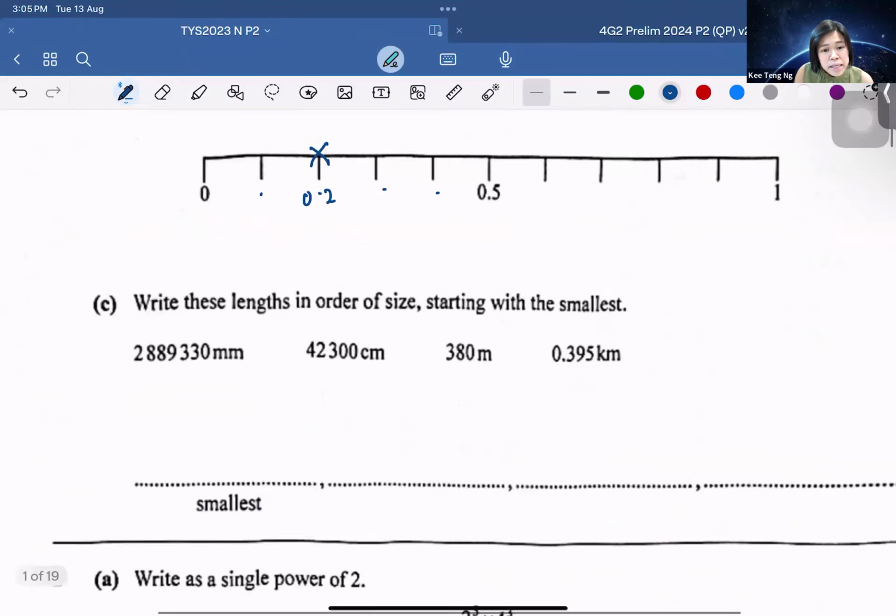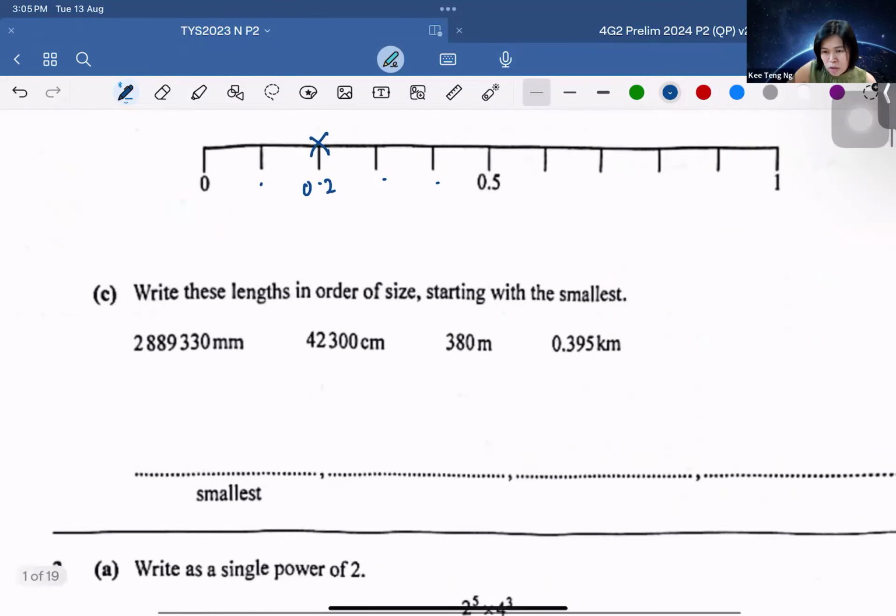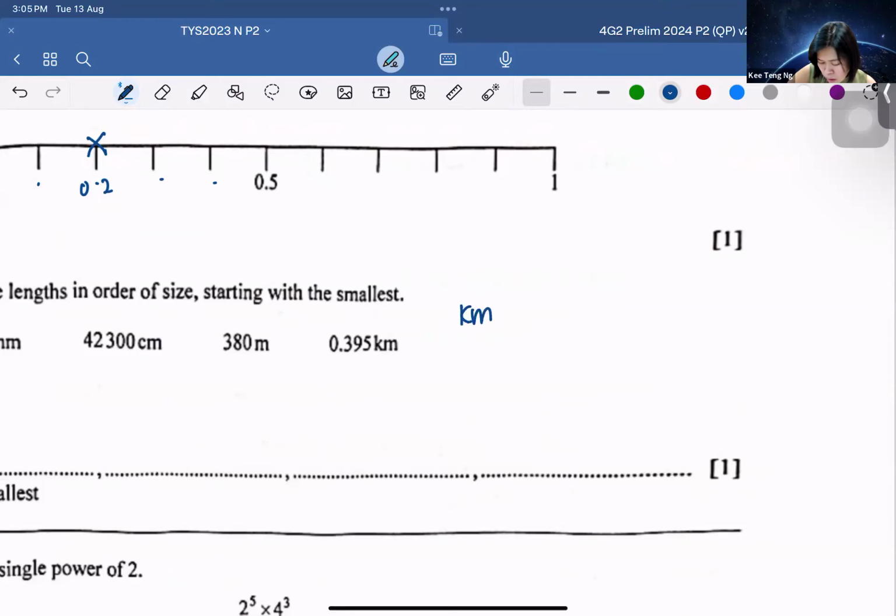Write down these lengths in order of size, starting with the smallest. So what we need to do is change them to the same number of units. How to change them to the same number of units? Let's begin from kilometer. How to go to meters? 1 kilometer is how many meters? Divide or multiply? Kilometer change to meter, times 1,000. The one you divide is meter change to kilometer, divide by 1,000.